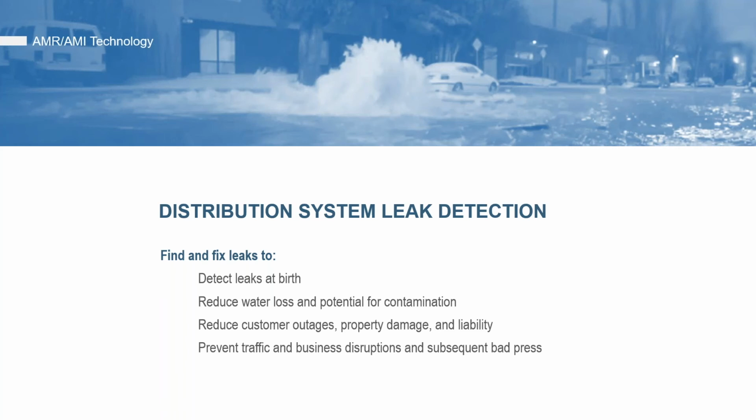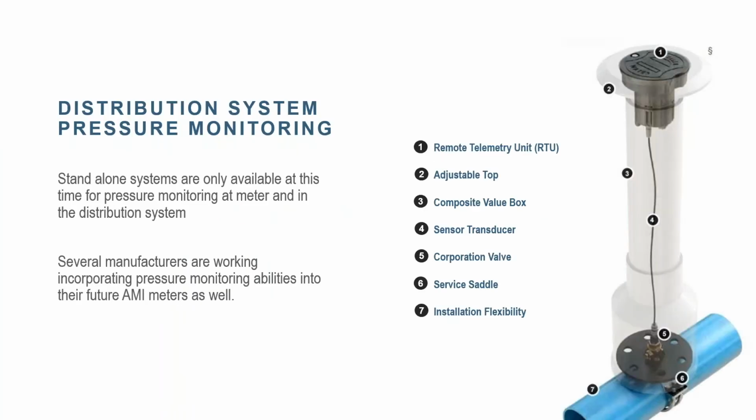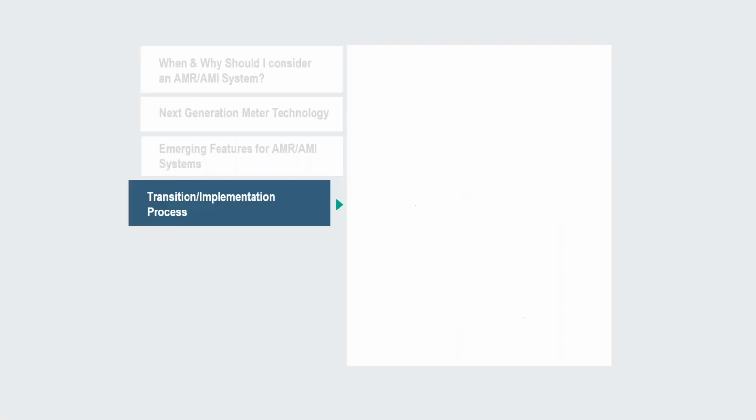And the last thing that is coming out of these systems is pressure detection, or pressure system monitoring. Right now, this is a standalone. AMI system providers don't offer this, but they see this as an emerging technology to be able to tap into the remote telemetry unit, the RTU, that's measuring system pressures, back into the AMI system. Just something that's coming, and we'll see how that comes as time passes.